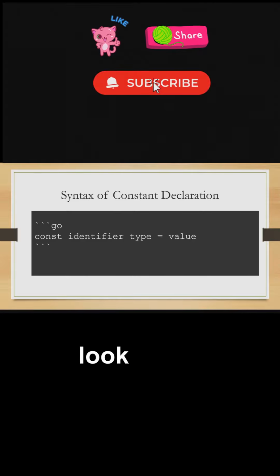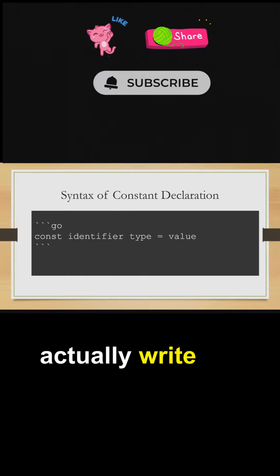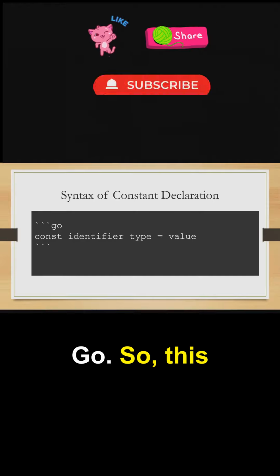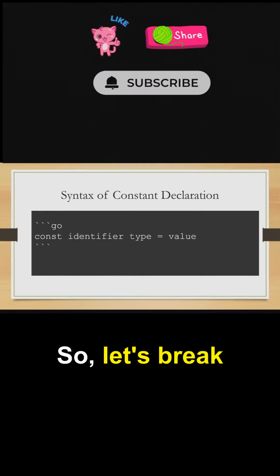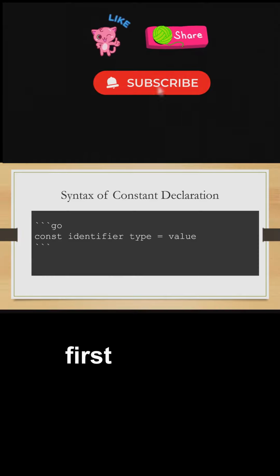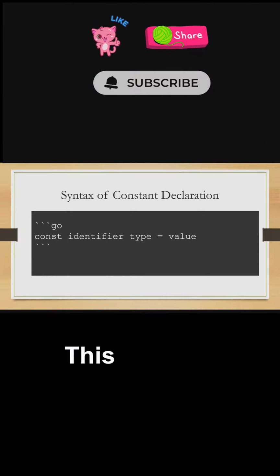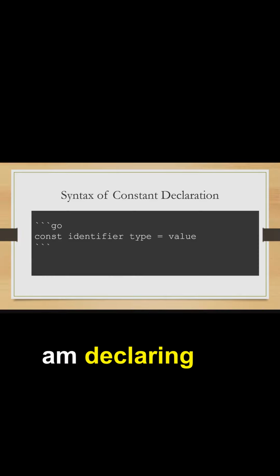Okay, now let's look at the syntax, how we actually write a constant in Go. So this slide shows the constant identifier type equals value. Let's break it down nice and easy. First we have the keyword const. This tells Go, hey, I am declaring a constant here. This value should never change.